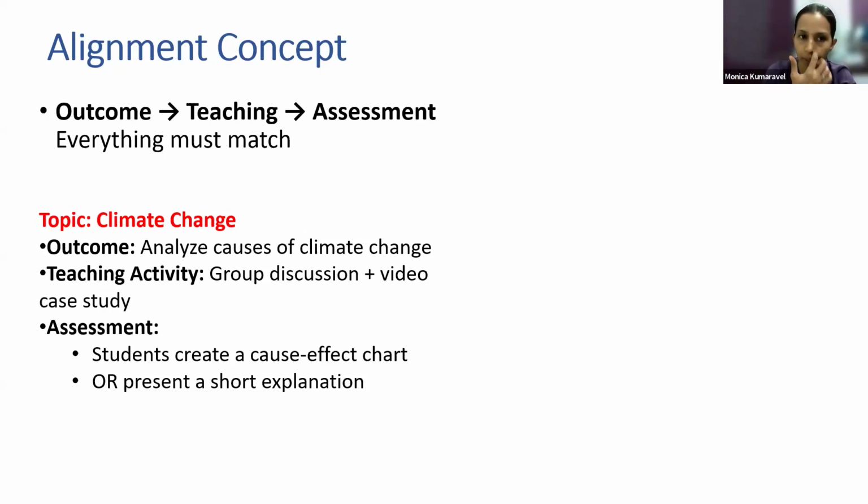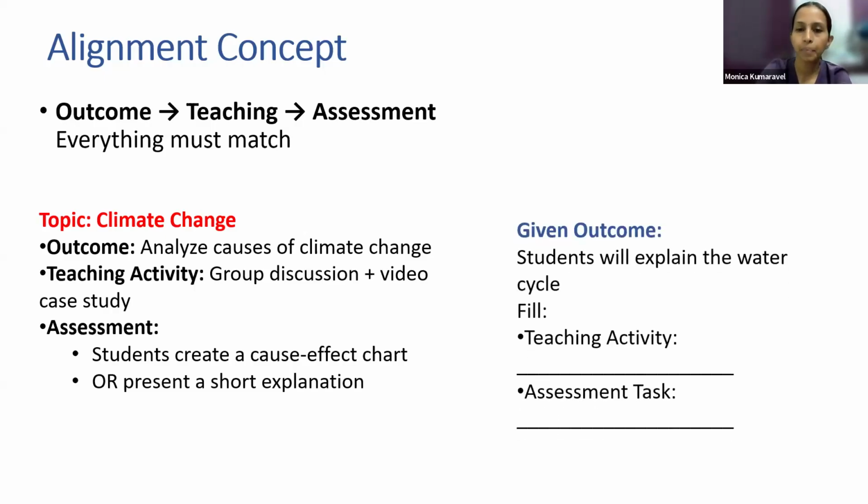And also talking about the assessment, you can give some good formative assessments, like writing a cause and effect chart. So here you can see everything matches, right? The outcome is matching with the teaching, and the assessment is matching. So it's like a triangle, right? Similarly, for the right side, you can see.